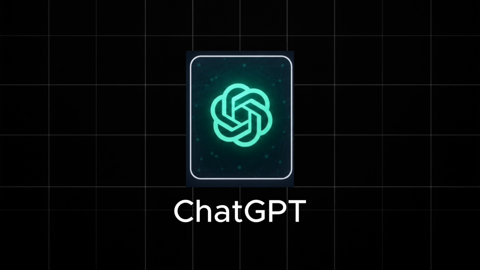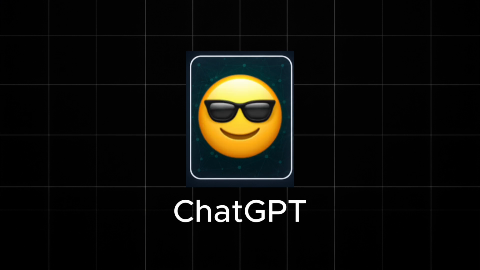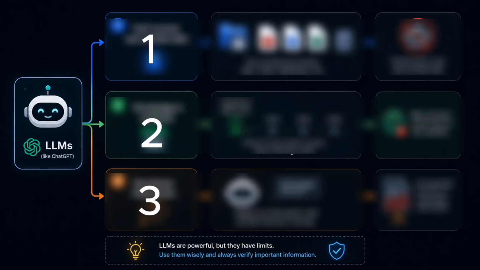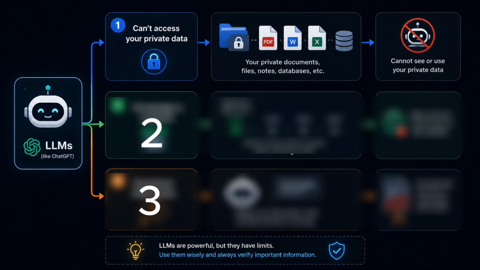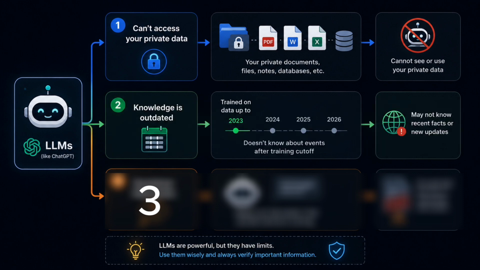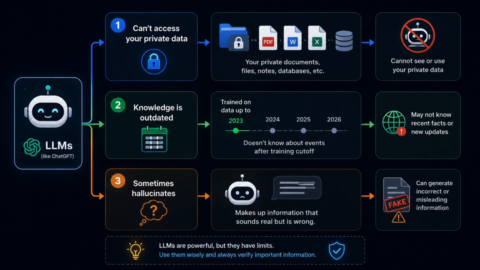First, let's understand why we need RAG. Large language models like ChatGPT are super smart, but they have three big limitations. They can't access your private data like company documents, research papers, or personal notes. Their knowledge is outdated. They were trained on data up to a certain date. For example, if an LLM is trained up to 2023, it doesn't know about 2024 and 2026 events. They sometimes hallucinate, meaning they make up facts that sound real but are wrong.